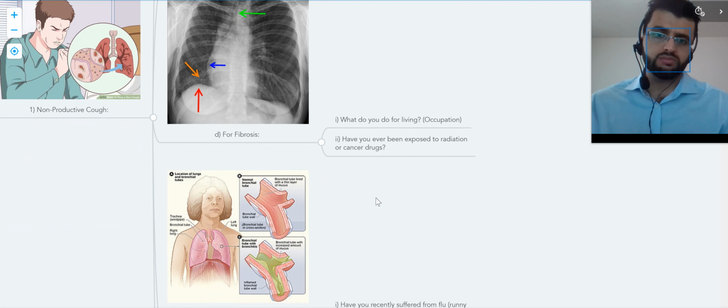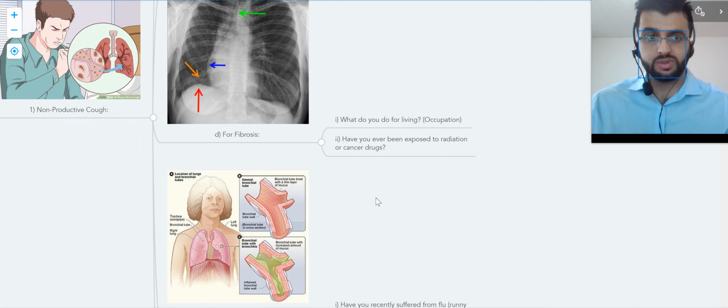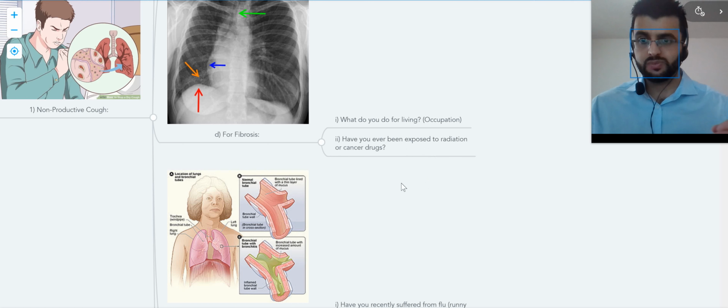Fibrosis, what do you do for a living? This is important because the occupation is important, okay? If they're coal miners, could cause fibrosis, or asbestos can cause that too. Have you ever been exposed to radiation or cancer drugs? Okay, these can cause fibrosis.